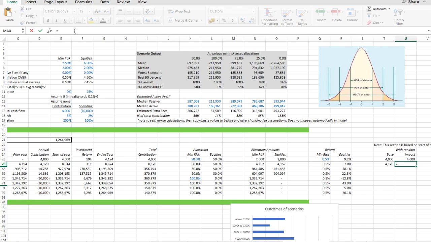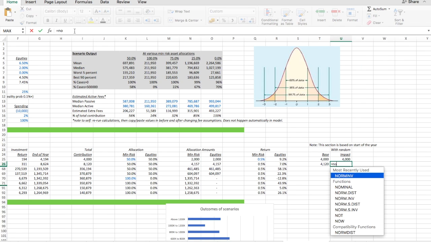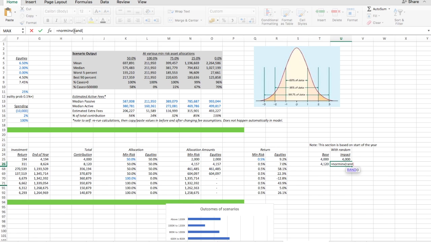Now we're going back to the normal distribution function that we had in the past. Let's make a little bit more room. Normal, this was the inverse, remember? And then we do the random number, which is between 0 and 1. The mean now is going to be this number.